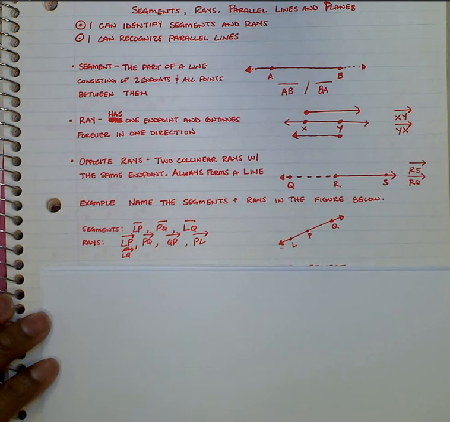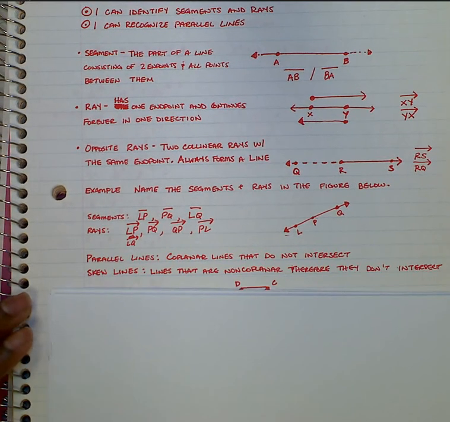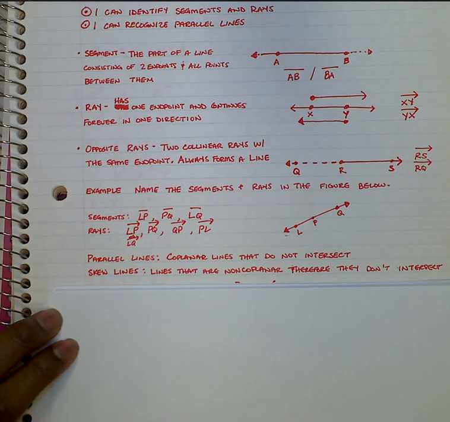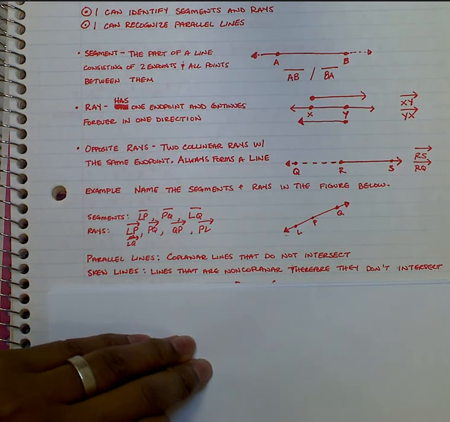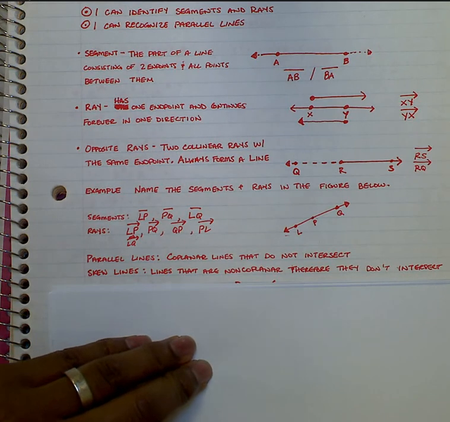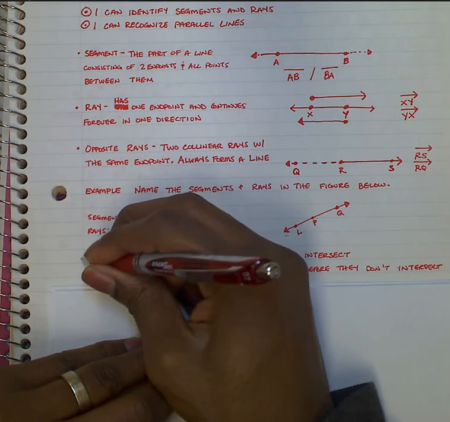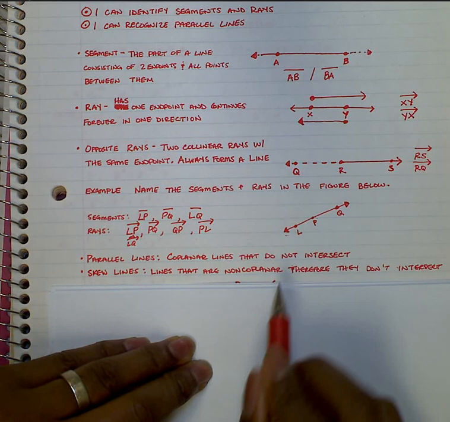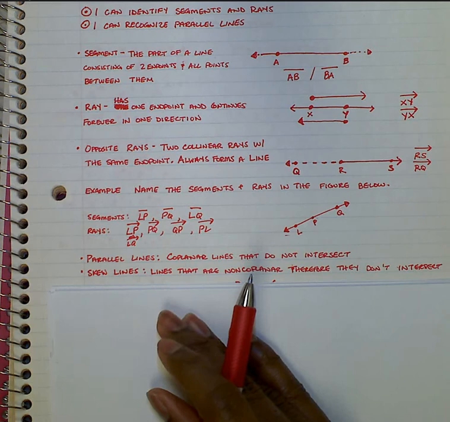Okay, moving on from there, let's talk about parallel lines and skew lines. Parallel lines, in algebra you might have thought of them as two lines having the same slope, which is still true if we put it on a coordinate plane, but as far as just thinking about parallel lines in geometry, it'd probably be more beneficial, at least for right now, to think of parallel lines as coplanar lines that don't intersect. Two lines that are on the same plane that don't touch.